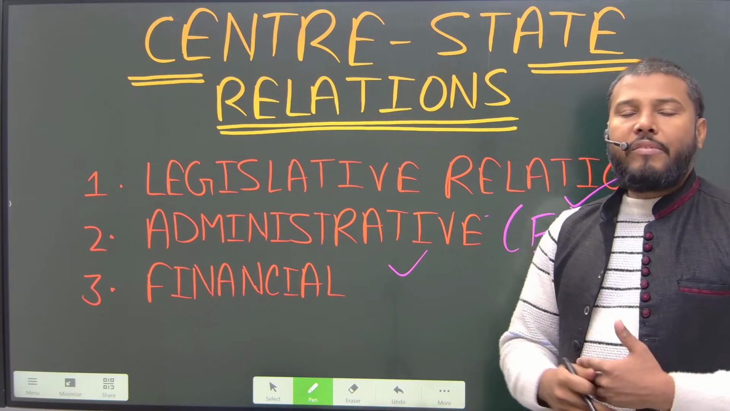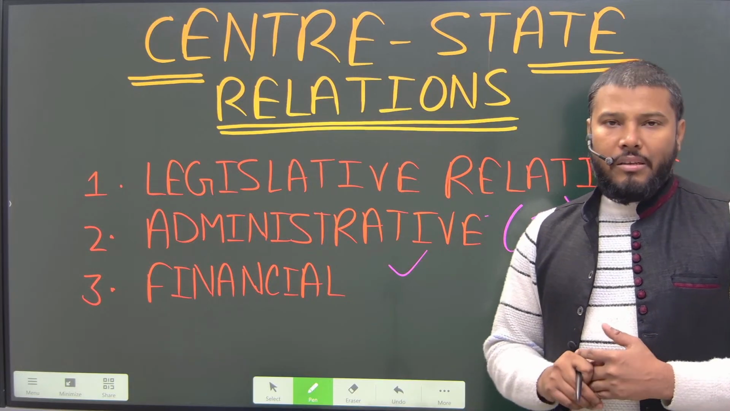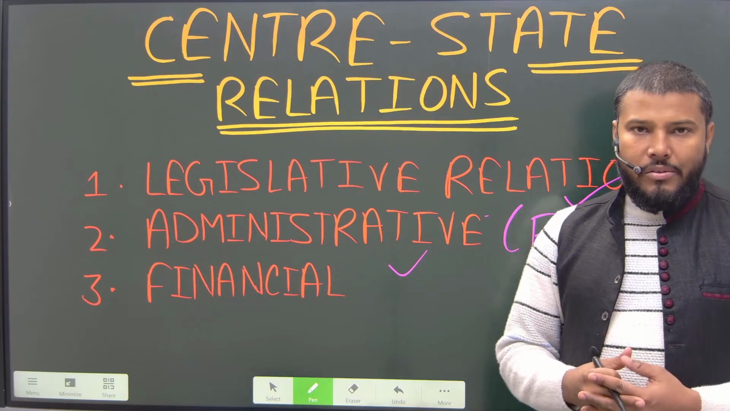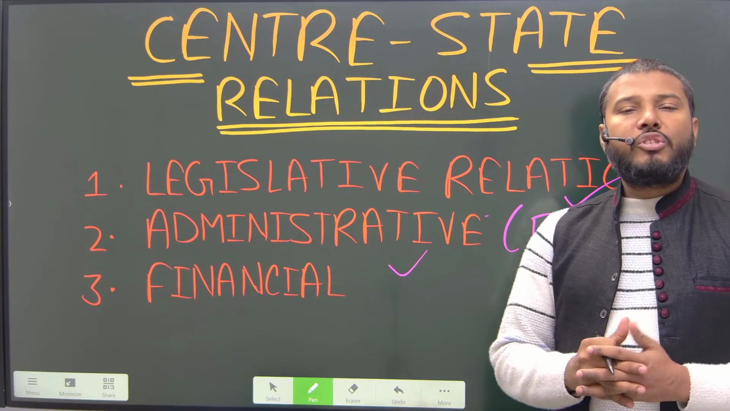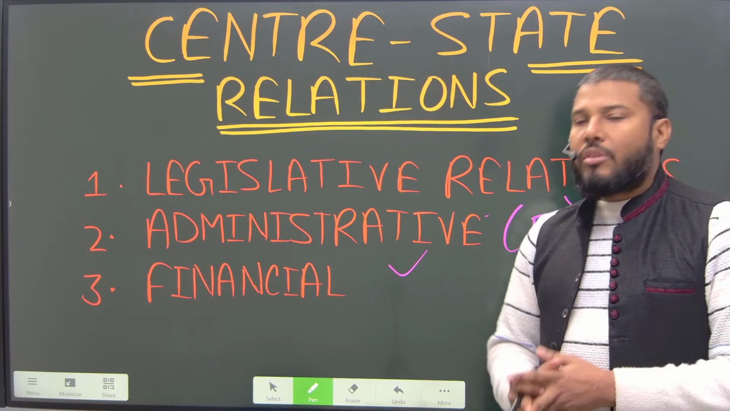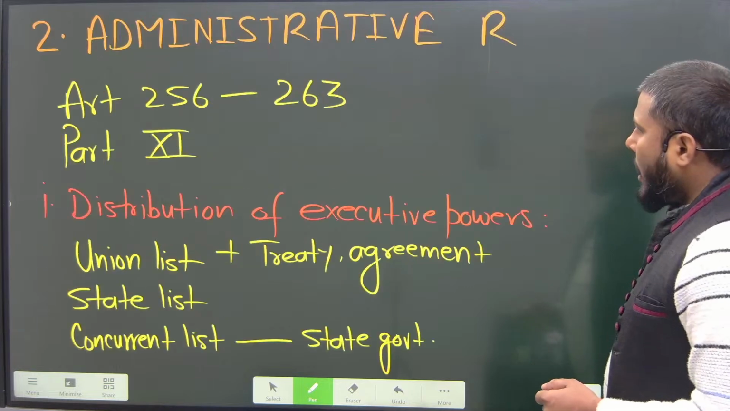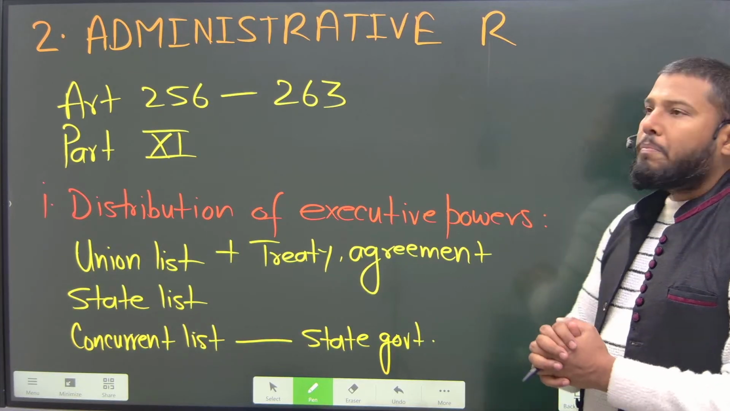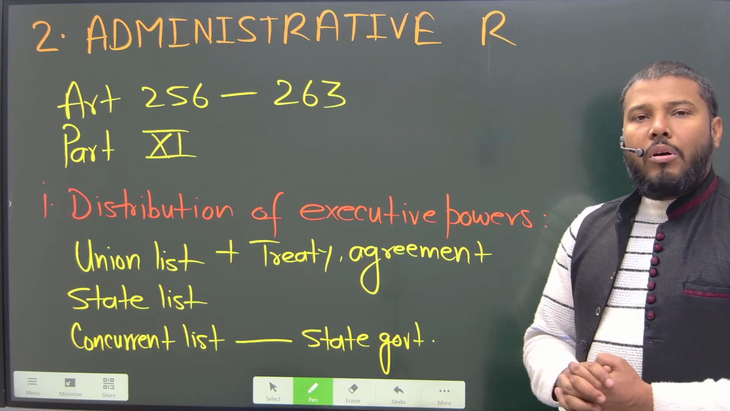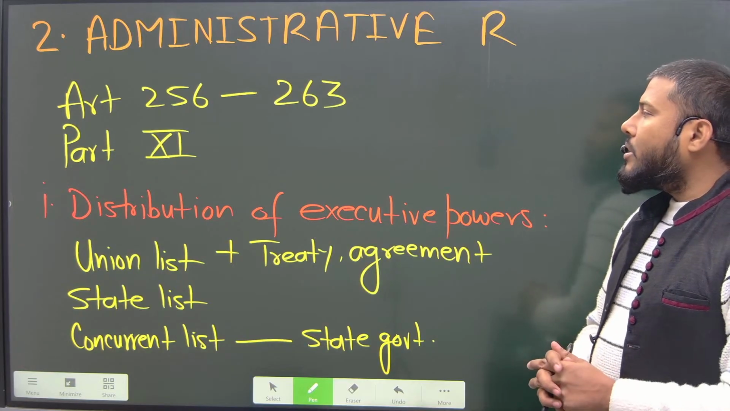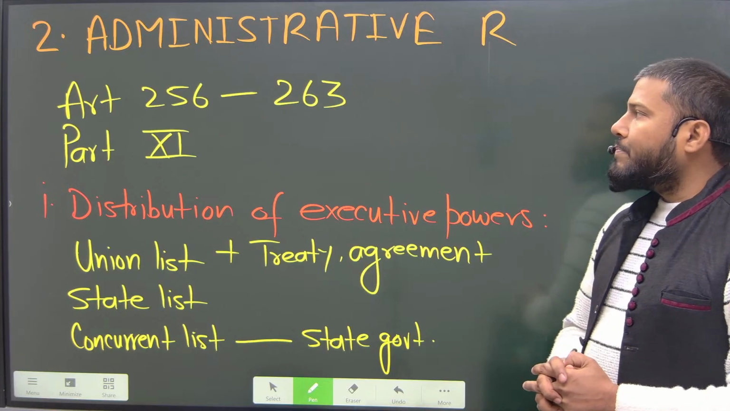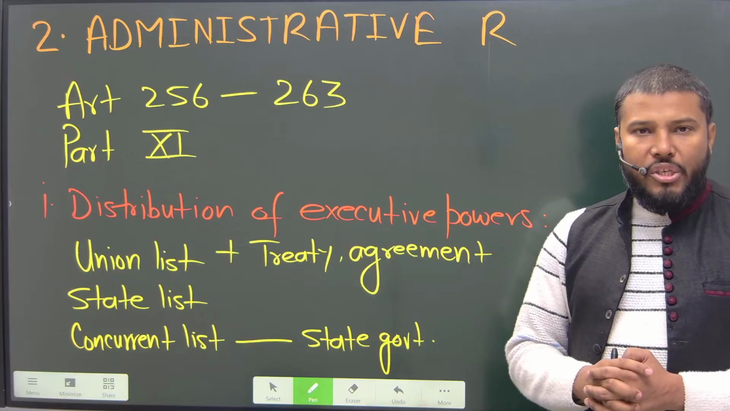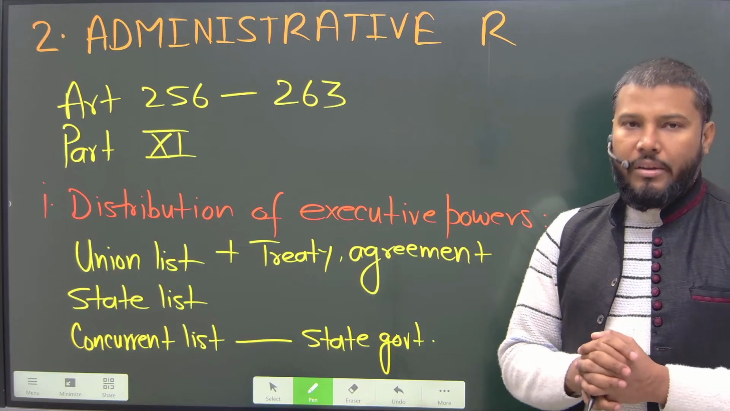Administrative or executive relationship. Let's try to understand, as far as the administration and the execution are concerned, which kind of relationship is shared between the state and the central government. I have written here for you: administrative relationship or executive relationship. Articles 256 to 263 talk about the executive or the administrative relationship between the center and state.